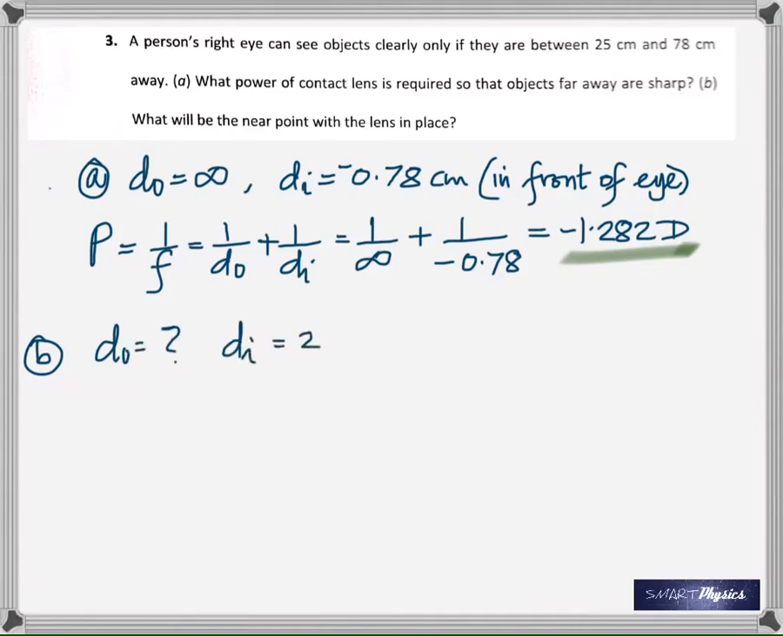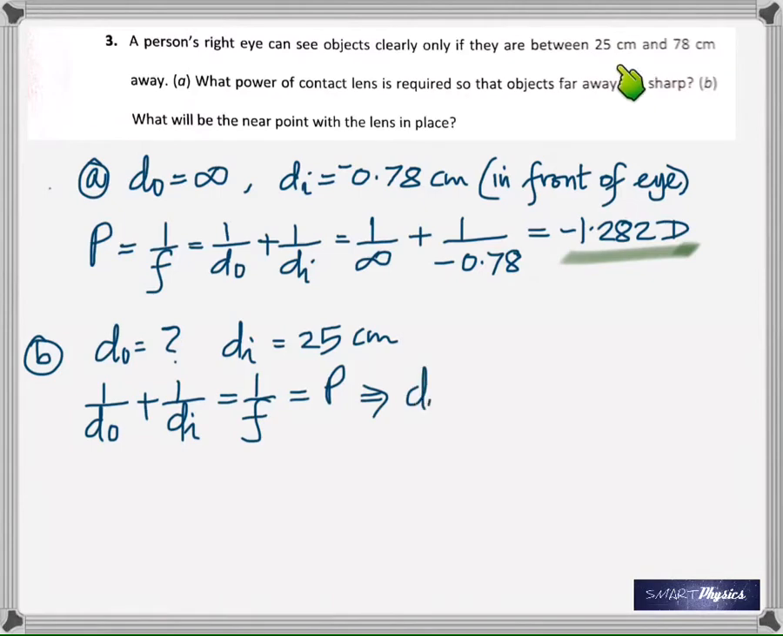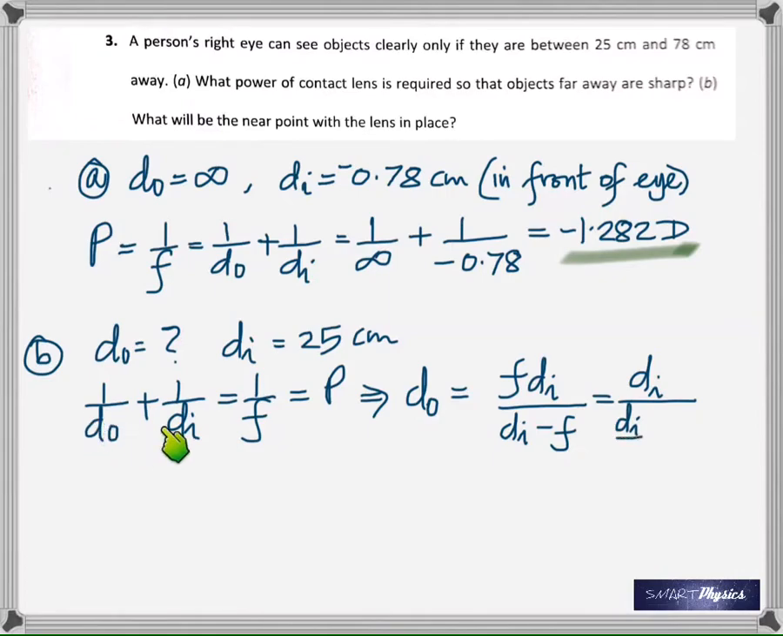And what will be the near point with the lens in place? So we're looking for the object distance now. And DI is 25 because it's given in the problem. You can only see up to 25. And we already got the focal length. And don't worry about this calculation that I'm doing because you can simply substitute and use a calculator to find the answer.